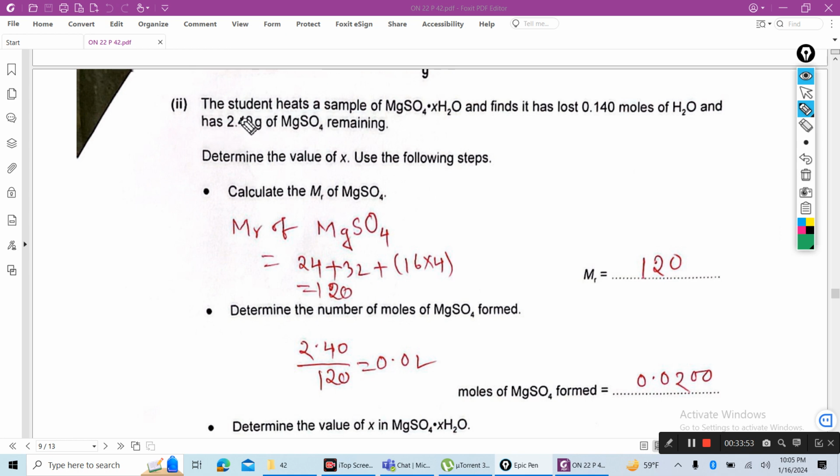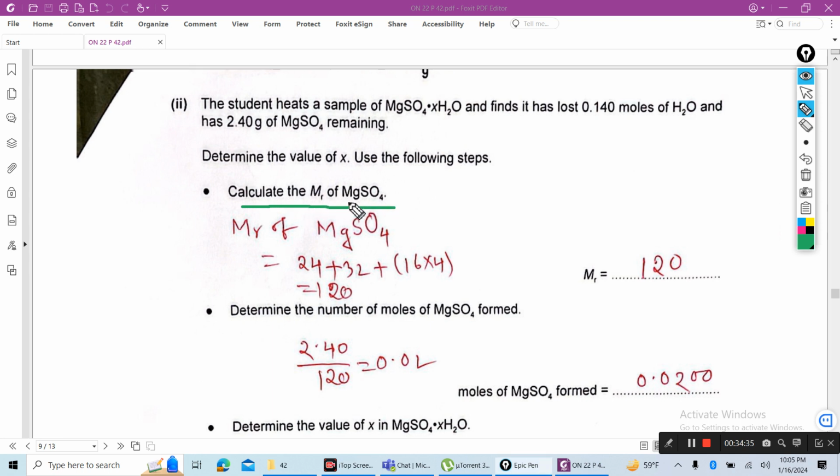Now you see, the student heats a sample of hydrated magnesium sulfate and finds it has lost 0.140 moles of water. Moles of water lost is 0.140 and 2.40 gram of anhydrous magnesium sulfate remains. The question is asking, determine the value of X using the following steps.